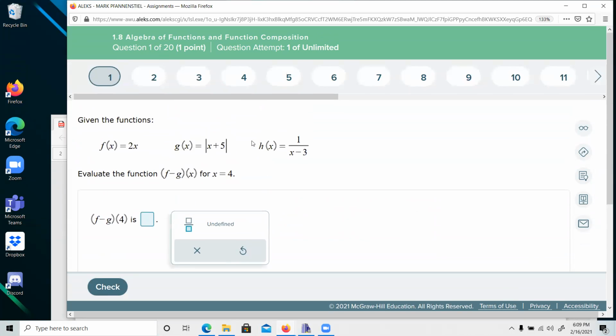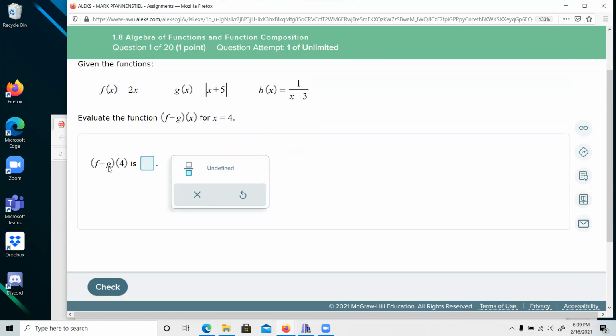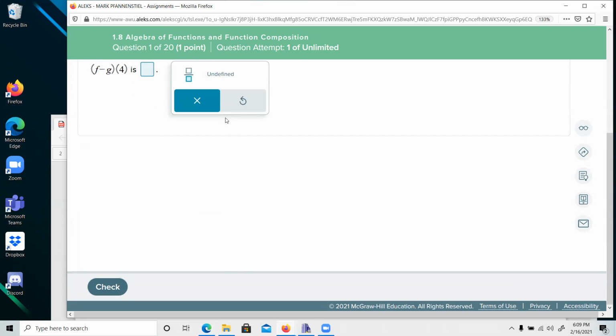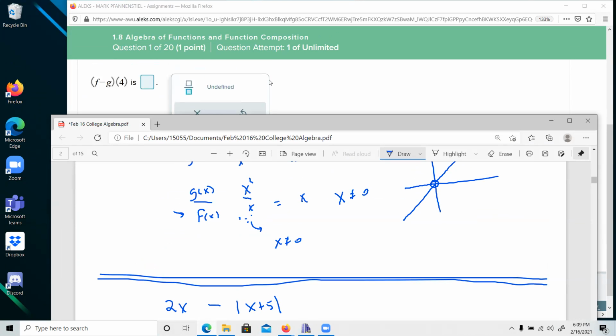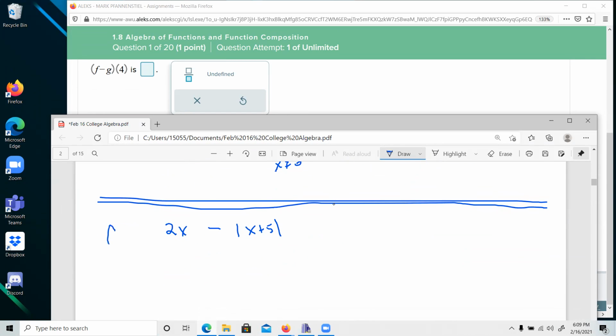This one is pretty straightforward. Like I said, they're just going to ask you f minus g. So what do we start with? f is 2x, g is absolute value of x plus 5. So we got 2x minus the absolute value of x plus 5. We don't have to simplify any of that. But they want us to put in 4, so let's put in 4. This is f minus g.